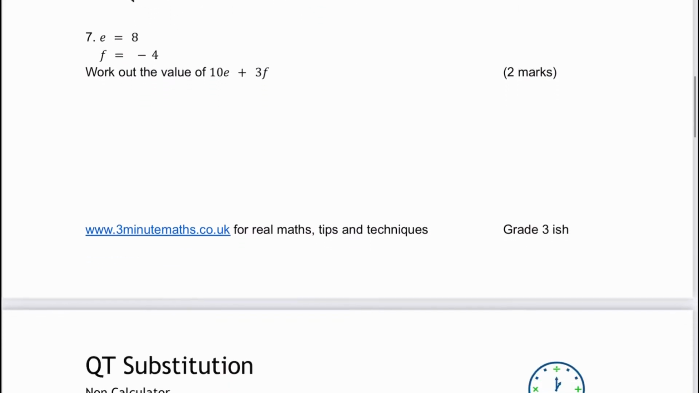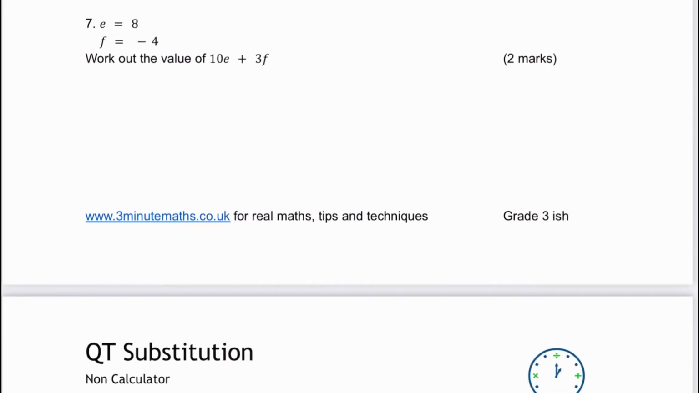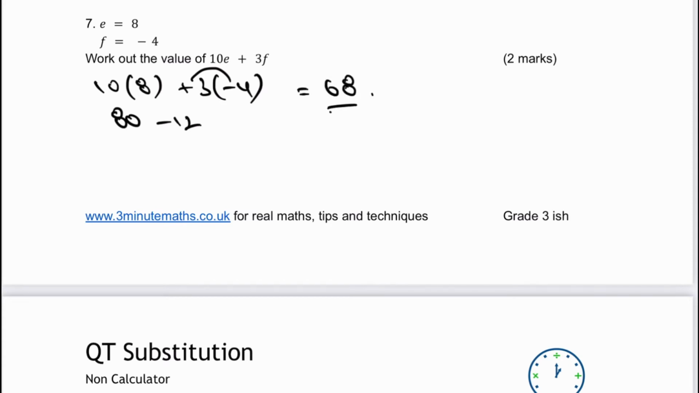So there are a couple of questions on this to actually just check for yourself, so please do stop the video, have a go at this particular one. So I've got 10 multiplied by 8 plus 3 multiplied by minus 4, so that's going to be 80. Well, that's easy enough. And then plus 3 times minus 4 is minus 12. So my final answer will be 68.